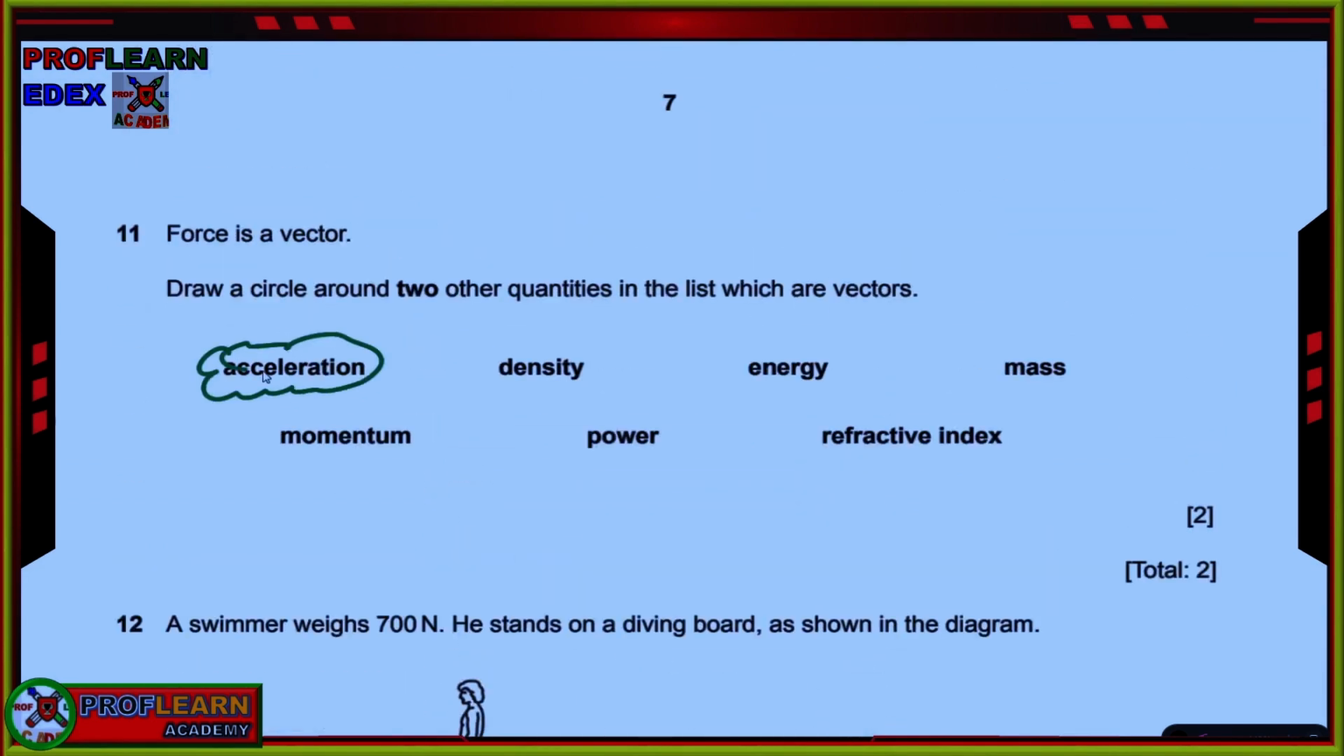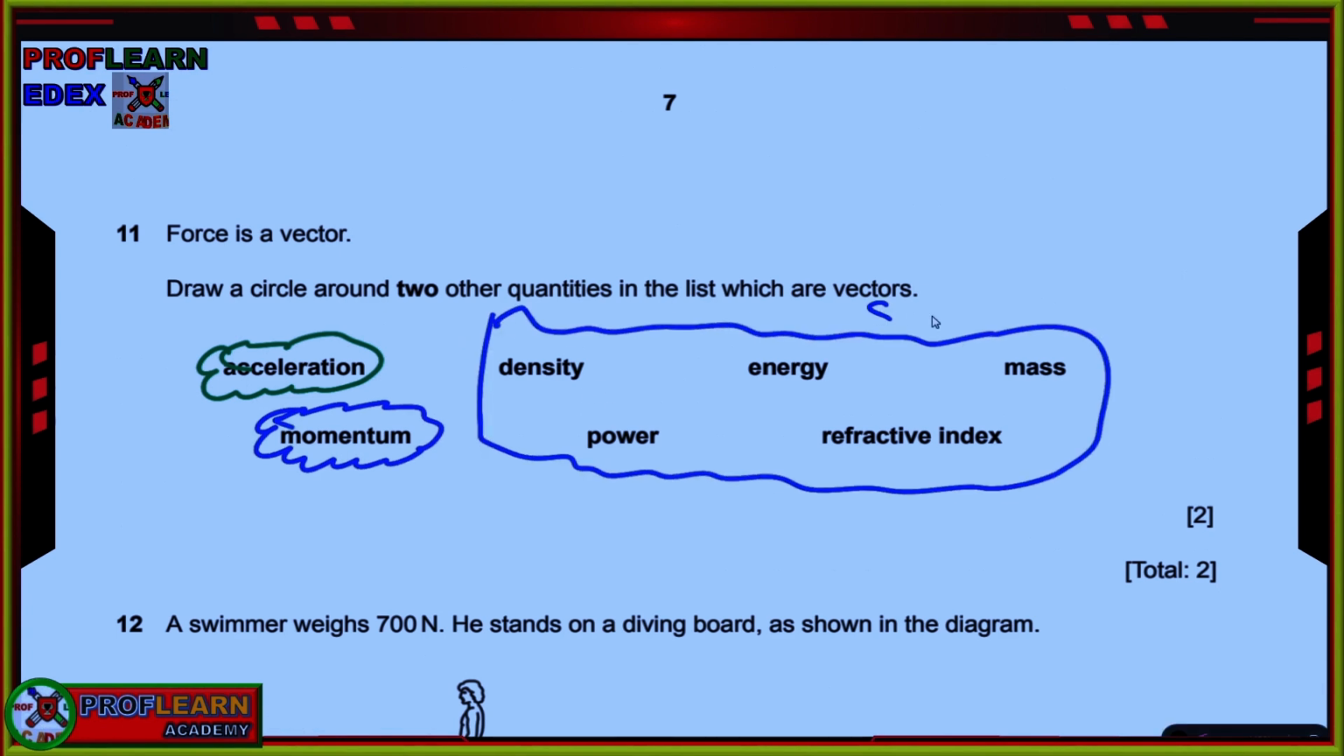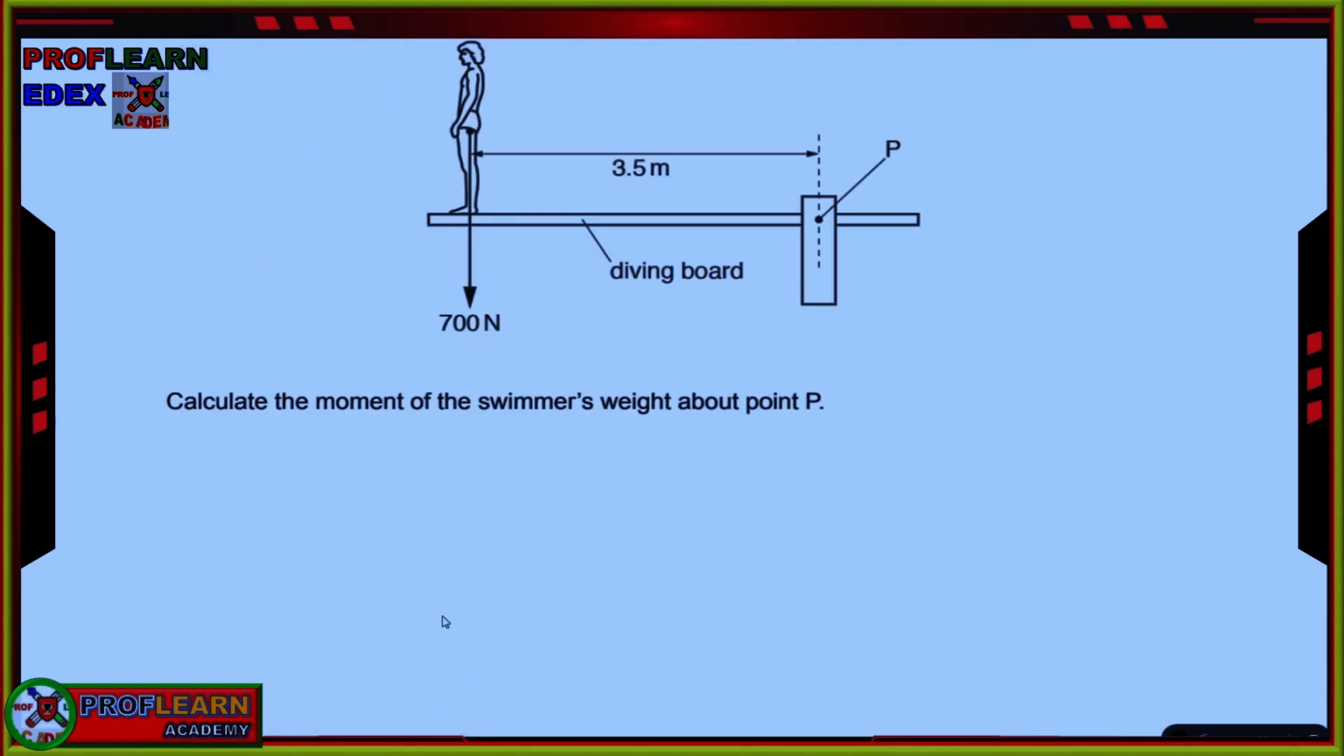Now this is a concept that we also need to remind ourselves of: vector quantities are quantities which have both size and direction, and acceleration is a vector quantity, and momentum is also a vector quantity. All that we are having here are scalar quantities.